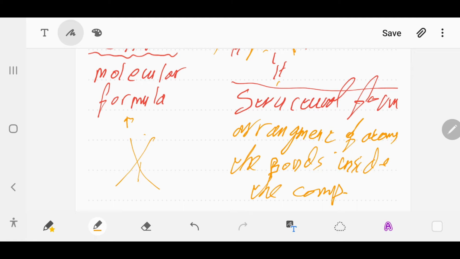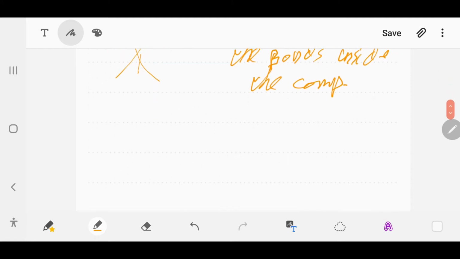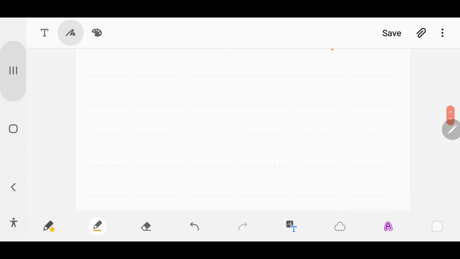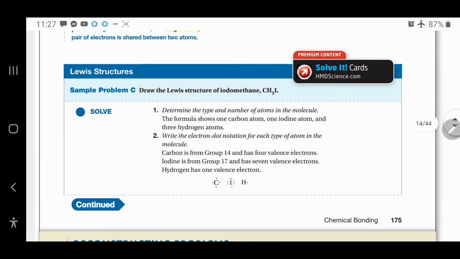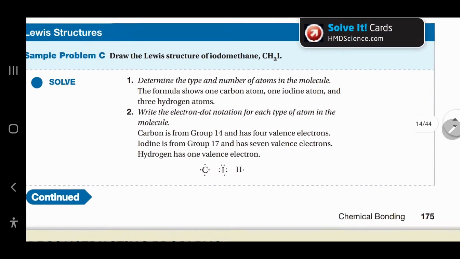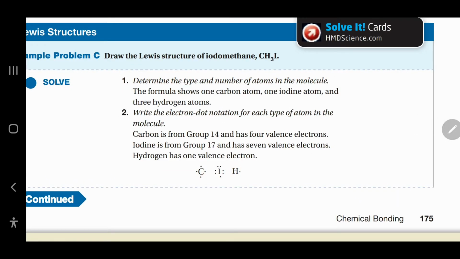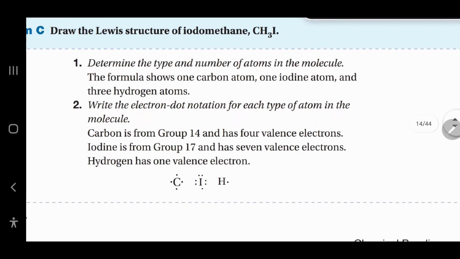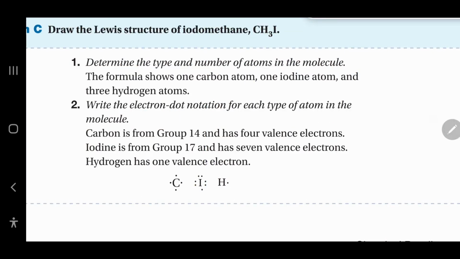So how can we draw the structural formula for the compound by using Lewis structure? We have an example here. Draw Lewis structure for iodomethane, CH3I. And here you have to follow the steps as they are. First step, determine the type and number of atoms in the molecule. The formula shows 1 carbon atom, 1 iodine atom, and 3 hydrogen atoms.